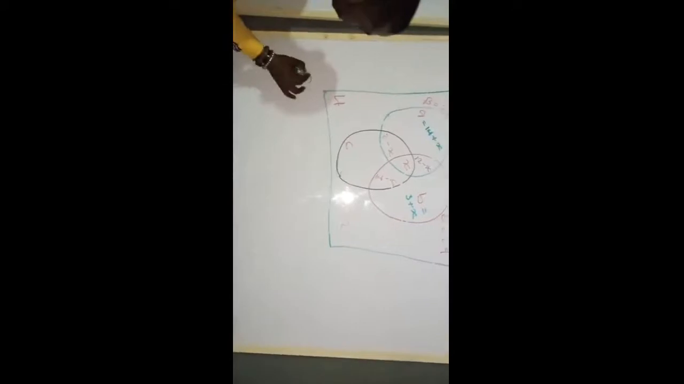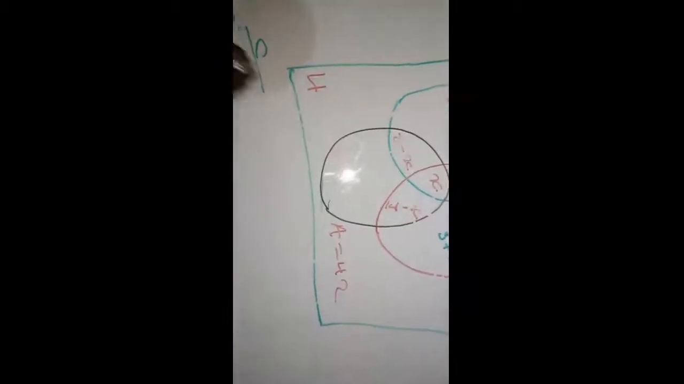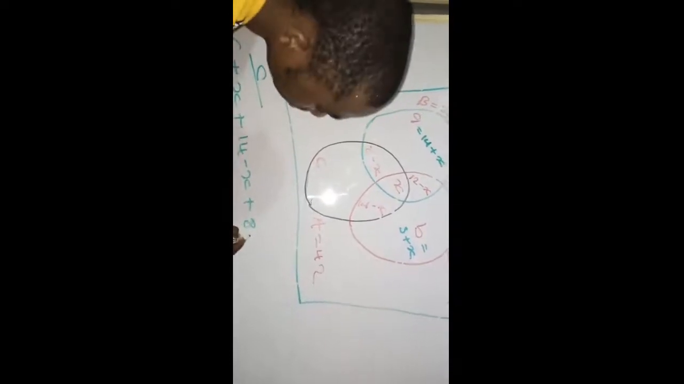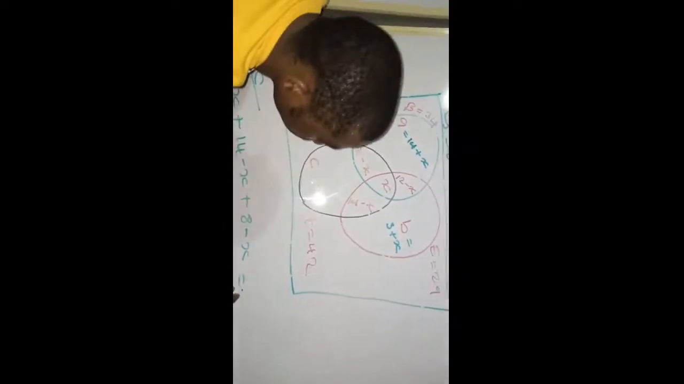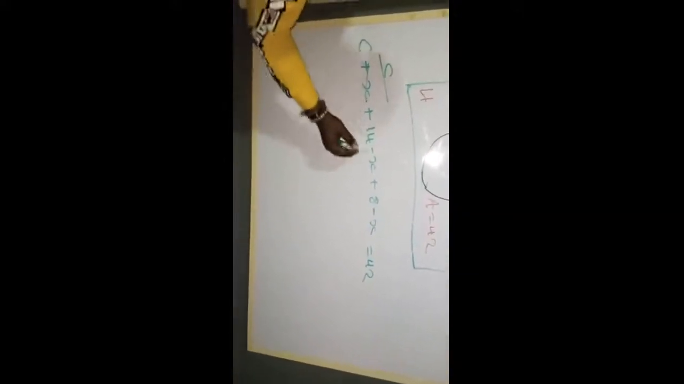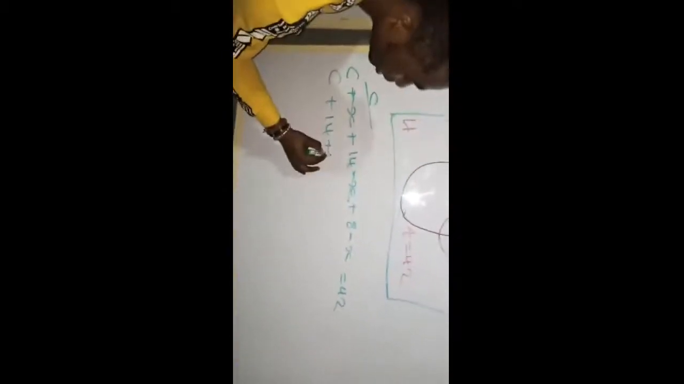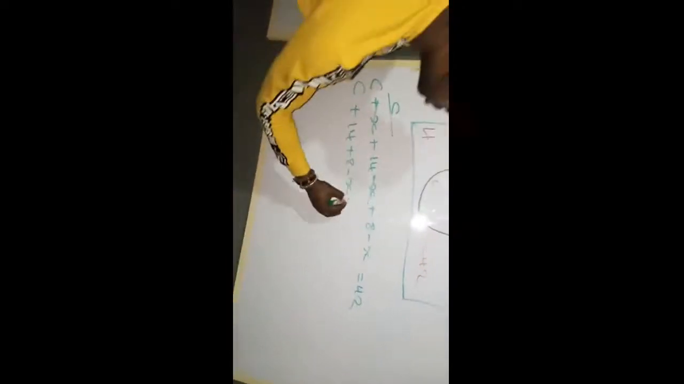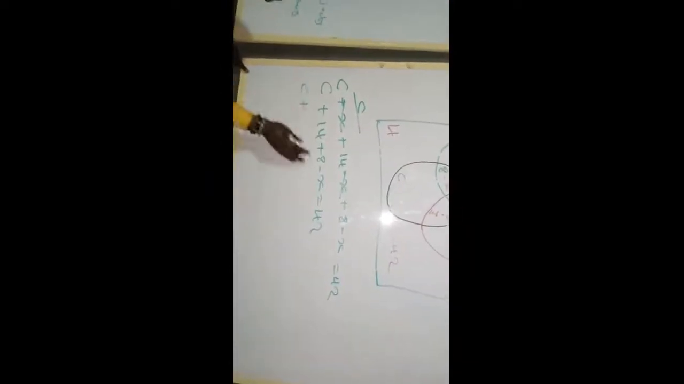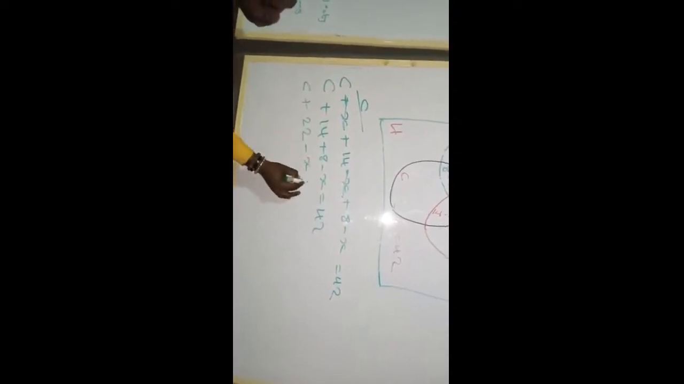Now to get c, c plus x plus this plus this is equal to 42. Now c plus x plus 14 minus x plus 8 minus x is equal to 42. Now we have positive and negative x, so we cancel. Now c plus 14 plus 8 minus x is equal to 42, right? c plus 8 plus 14 will give us 22, right? 22 minus x is equal to 42.